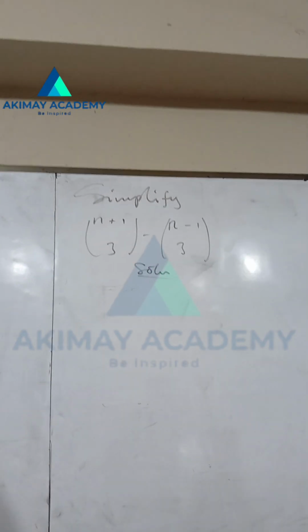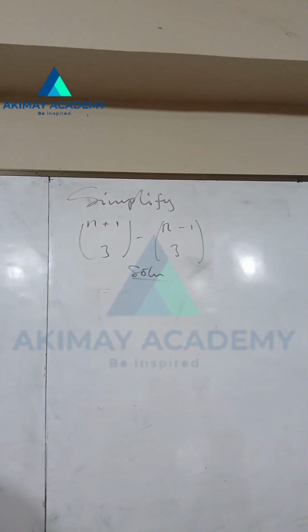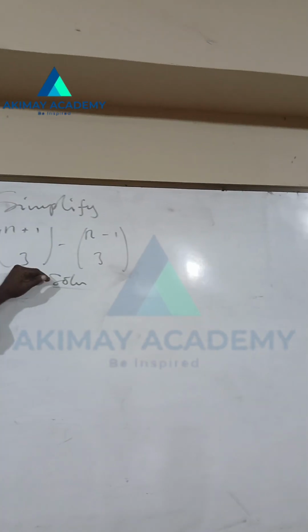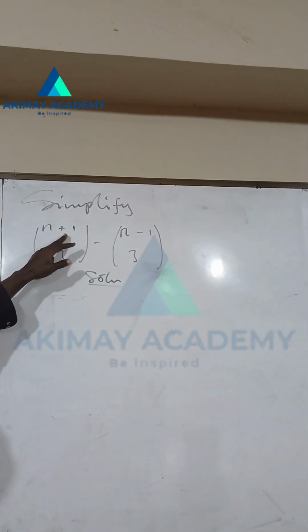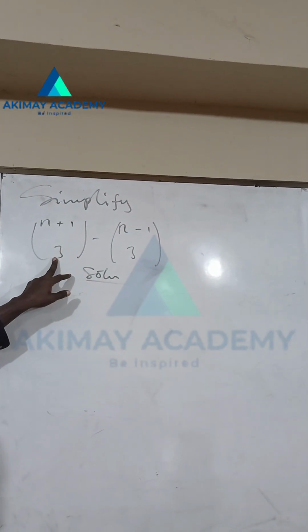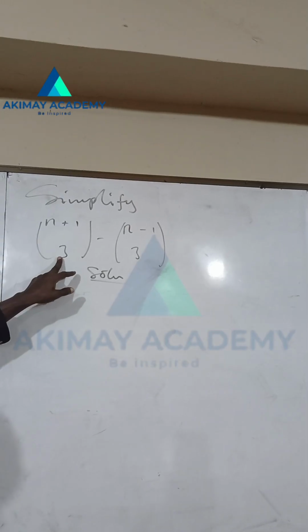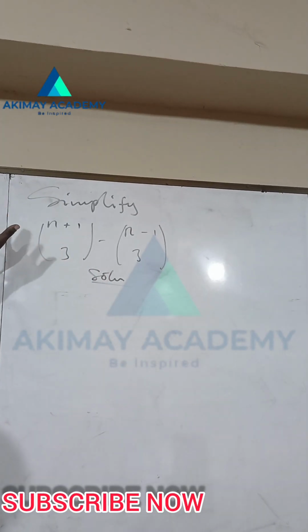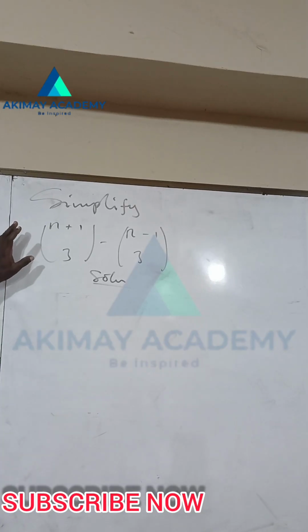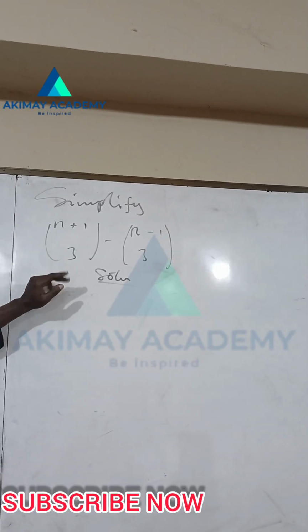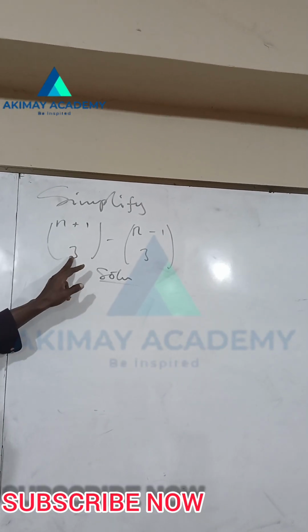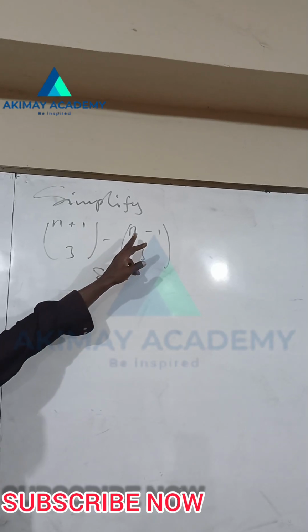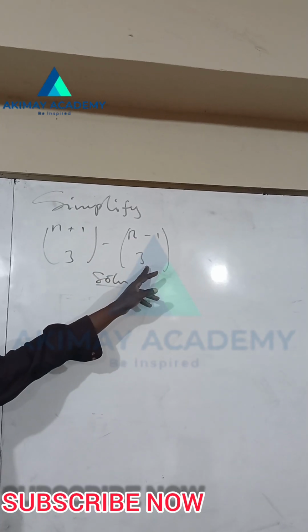So today, this is what we have. We have to simplify this expression over here. We have n plus 1 combination 3. Okay? And don't get confused. This one is not vectors, right? This one is not vectors. This is combination. So n plus 1 combination 3 minus n minus 1 combination 3.